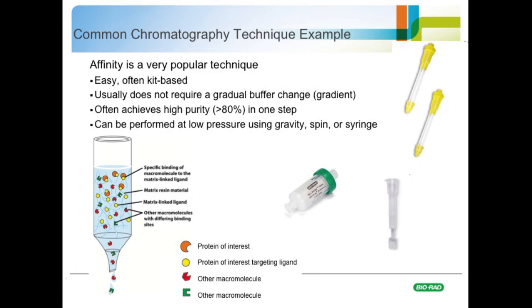And people will use a combination of gravity, spin columns, or syringes to perform this procedure. Essentially, you get that lock and key mechanism in place, and you might change your solution properties in salt concentration or pH or some combination thereof. And that will unlock both the ligand and the protein of interest. Very simple, very straightforward.